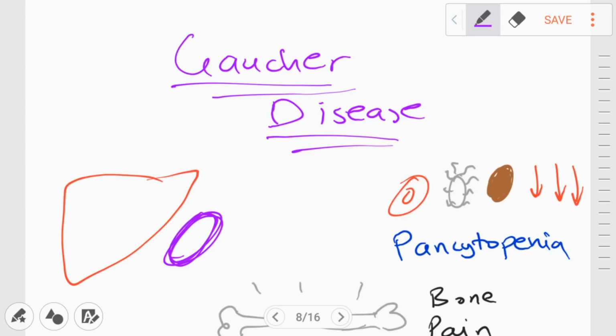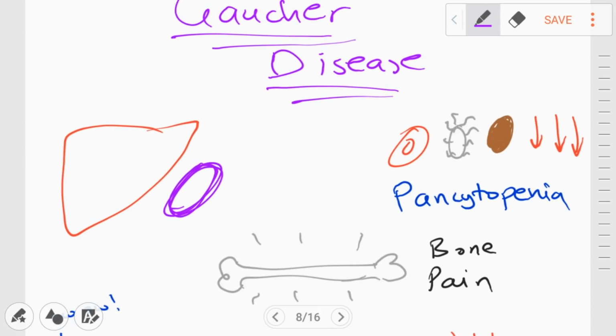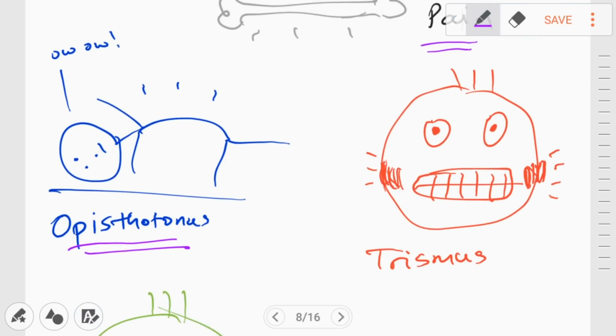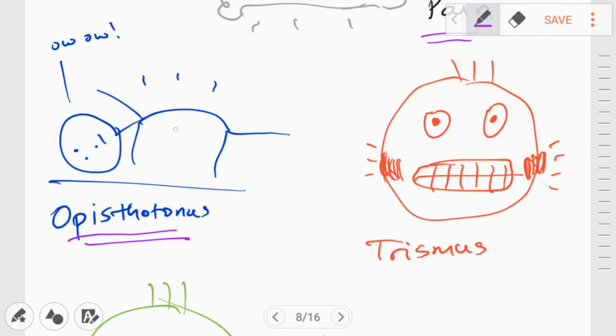Okay, now we'll talk about the features of Gaucher's disease. In Gaucher's disease, you can have hepatosplenomegaly, pancytopenia, bone pain. Opisthotonos means a painful backward arching spasm of the muscles, especially of the head, neck, and spine. And since the muscles in the back are stronger than the muscles in the front, you end up with this position where you have a backward arch of your body. You might have heard about this from tetanus.